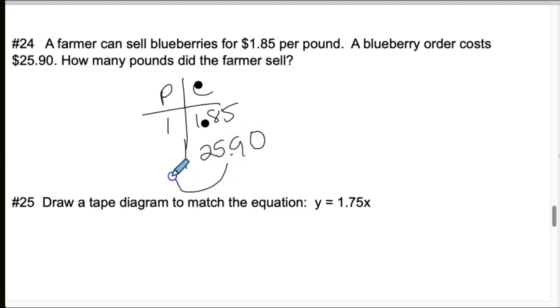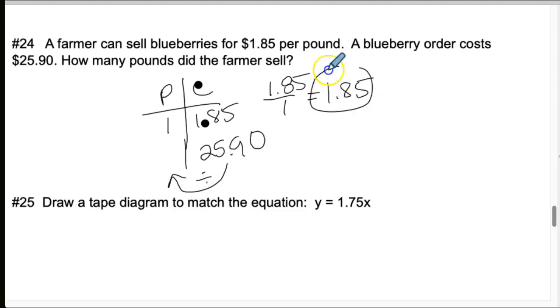Since I'm going this way on the table, I'm dividing. 1 times 1.85, because if I take 1.85 and divide it by 1, that's the same thing. So 25.90 divided by 1.85 would equal 14. So the farmer could sell 14 pounds for $25.90. That's how many they sold.